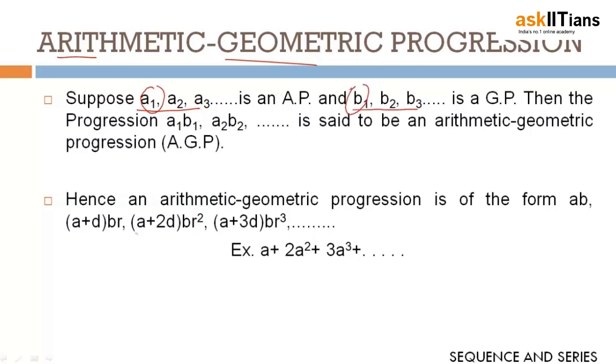Here is an example of how it looks. This is the general appearance and this is one specific example. As you can see, the first term is 1 into a, then 2 into a square, so this is going on in AP and this is going on in GP. So basically we have mixed up two things and we will apply the properties of both to solve such sequences.